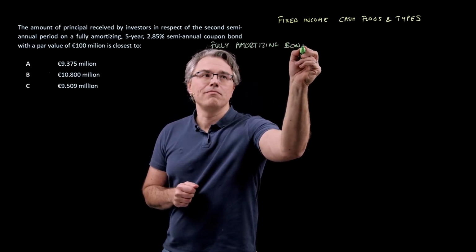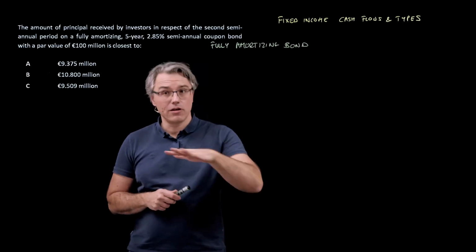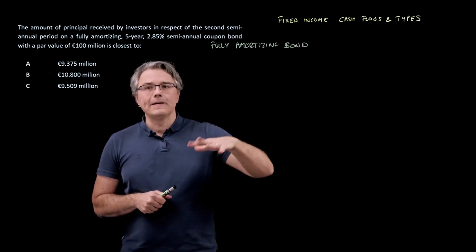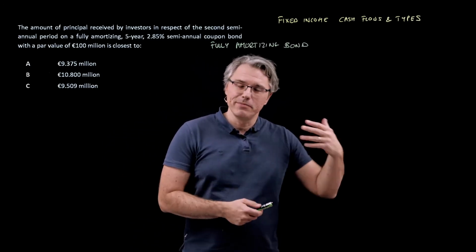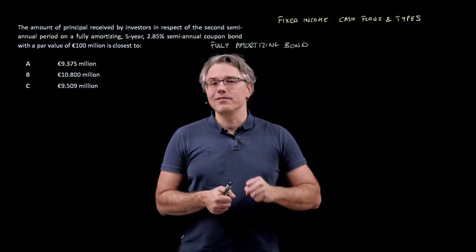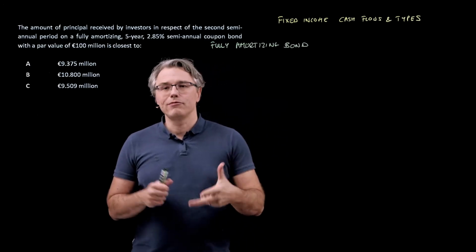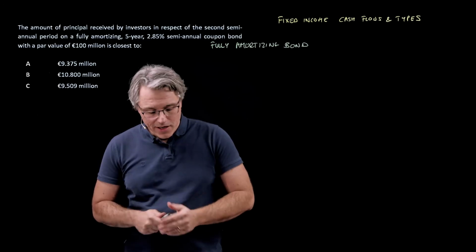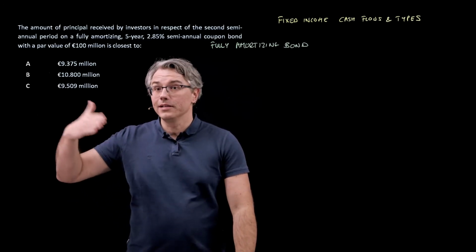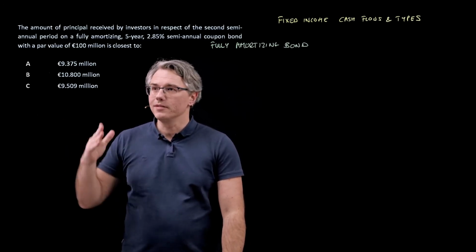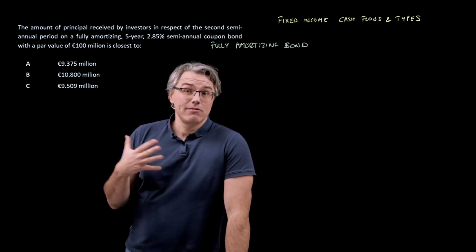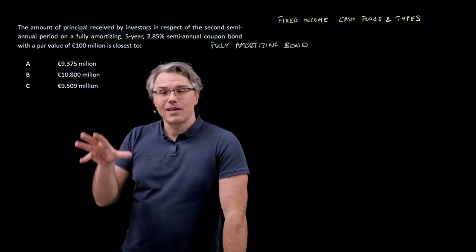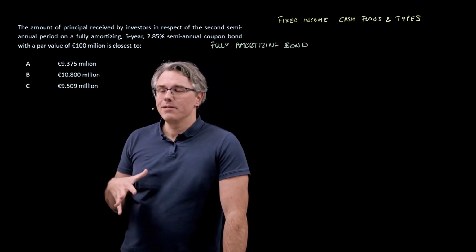That means it's going to make level payments over the course of its life, without any big lump sum payment at the end. When the maturity date comes, you're going to receive, as an investor, the same amount as you would have received before, every period or every payment date. In this case, it's a 5-year bond. So it's going to feature 10 semi-annual payments.